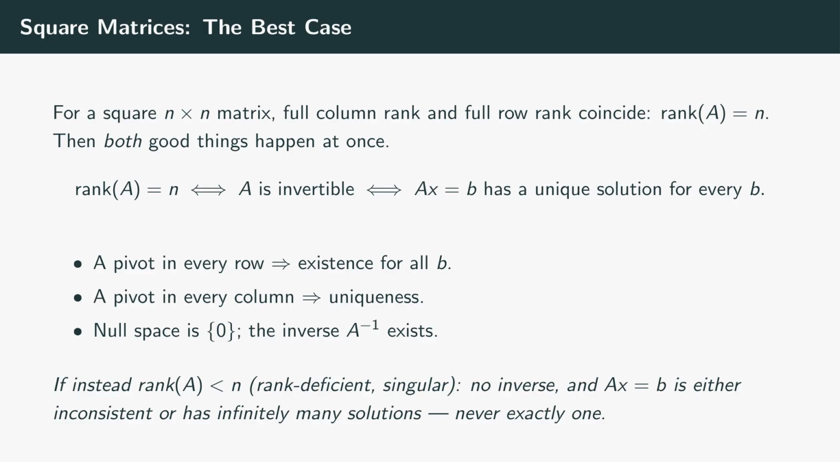The flip side is just as important. If a square matrix is rank deficient, rank below its size, which we also call singular, then it has no inverse, and a system either contradicts itself or has infinitely many solutions. What it can never have is exactly one. Full rank is the dividing line.